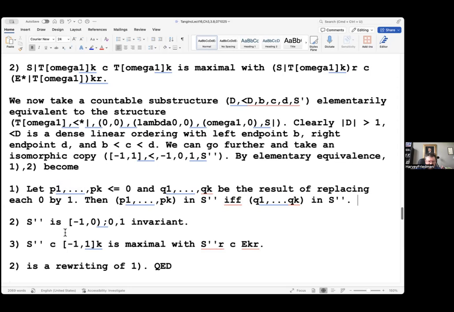And so also I get that this is invariant, because that's what the invariance means, right? And then I get that this is maximal with respect to this. And 2 is just a rewriting of 1.